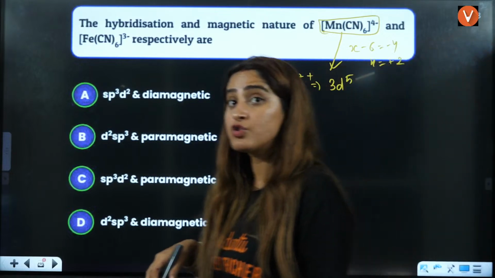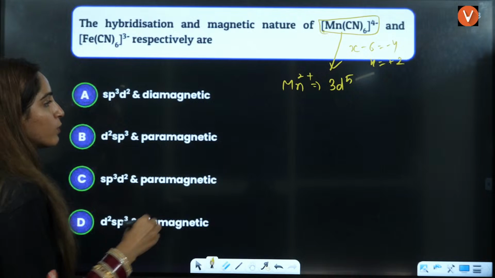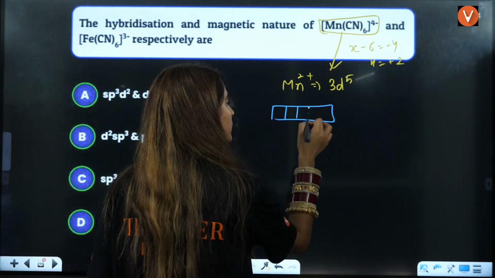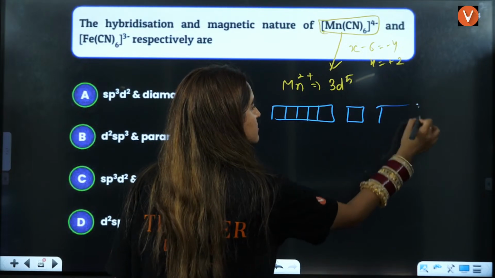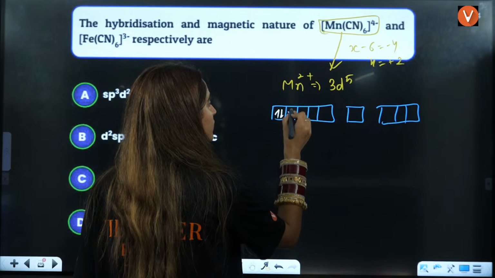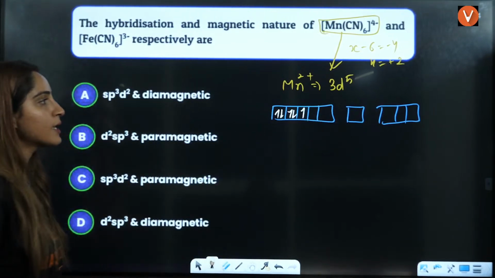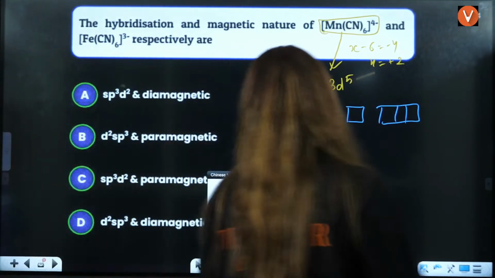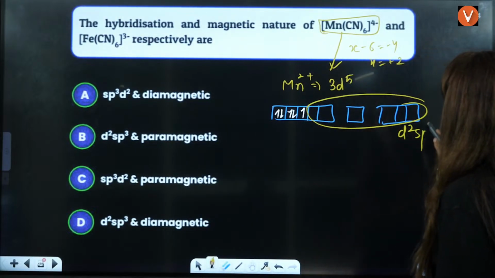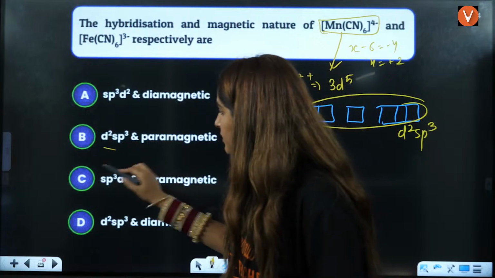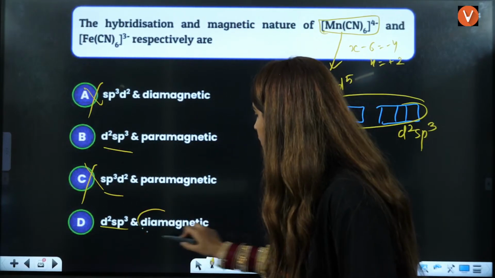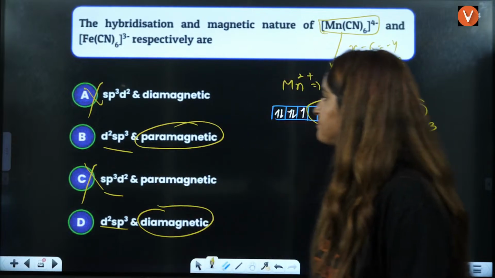CN is a strong ligand, right? So what will happen? It will cause the pairing. So it will be 1, 2, 3, 4, 5. Okay? You will be left with d2sp3. So answer will be d2sp3. Okay? d2sp3, this is eliminated, this is eliminated. Right? Now, whether this is para or dia.